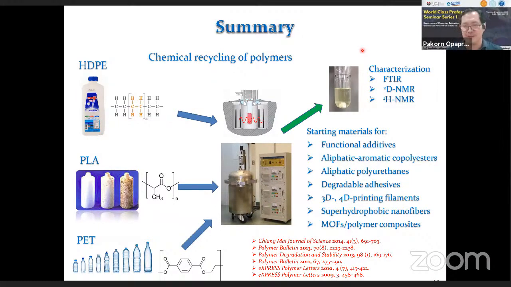So the examples that I gave today are HDPE, which is polyolefin, and two polyesters, PLA and PET, right? So by using the chemical recycling process, we also develop processes to characterize, to look at the structure and the content of the products, and also show some high potential applications for them, right? So some of this may be available in commercial use in the near future.